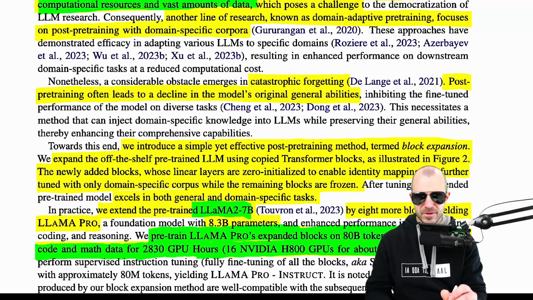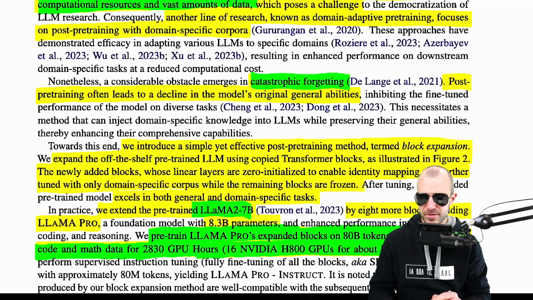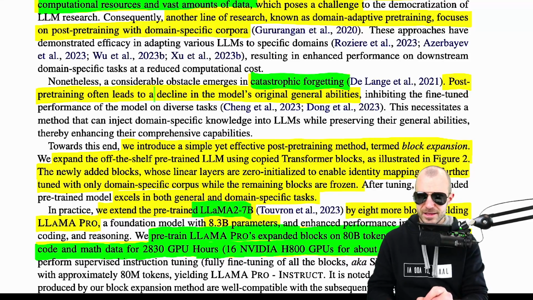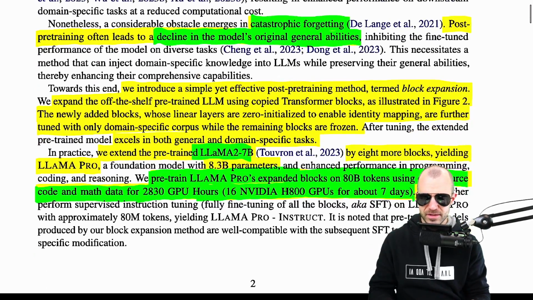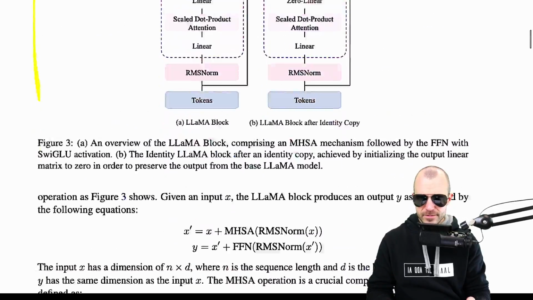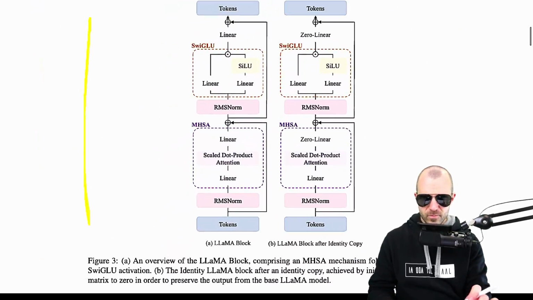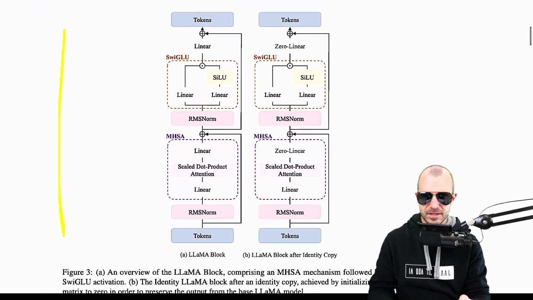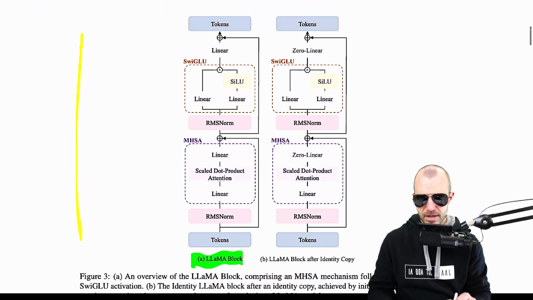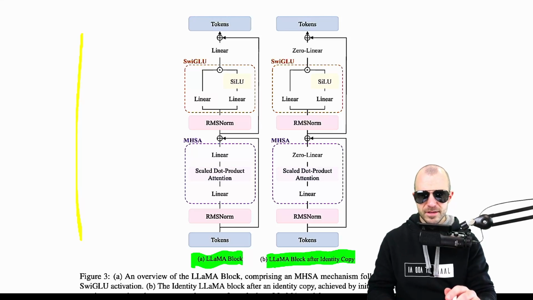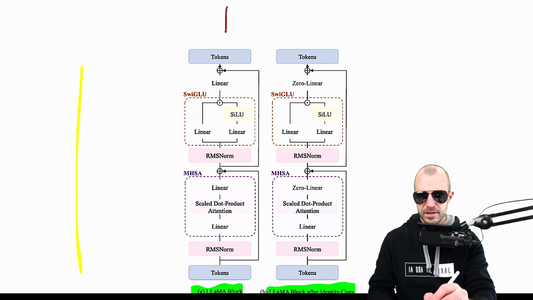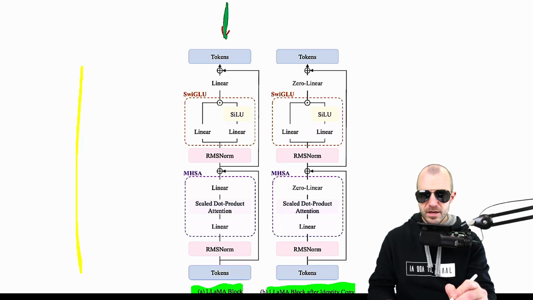All right, and then the criticism on the other stuff is that it often has catastrophic forgetting and a decline in the model's original general abilities. So here is what they do. On the left-hand side, you can see an original LLaMA block, and on the right-hand side, a LLaMA block after identity copy. Now, the left-hand side would be one of the layers in the original network, and the right-hand side would be one of the copied layers.